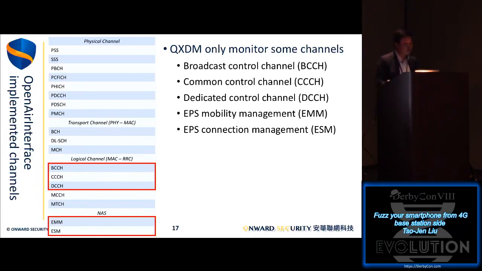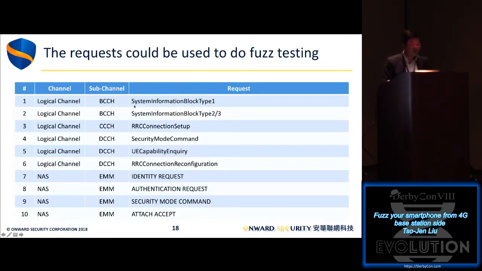But in these channels, there are many different requests. Because LTE is quite a complicated protocol, you must follow the LTE workflow to find which requests can be fuzzed. Not every request can be used for fuzz testing. If you send malformed data at the wrong time or in the wrong request, the cell phone will discard the packet.